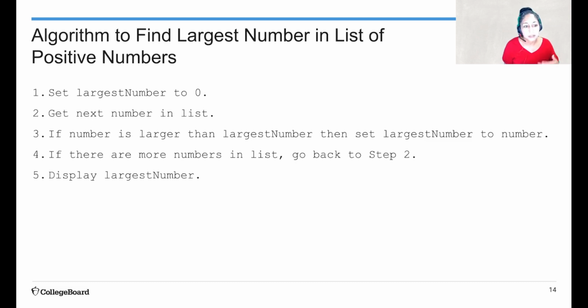So you see that I'm going to set the largest number to 0, then I'm going to get the next number in the list. I'm going to see if that number is larger than what I currently have as my largest number. And if it is, then I'm going to set largest number to that number. If there's more numbers in the list, I go back, and after that it ends up being false or not true, then I'm going to display whatever that final result is for largest number.